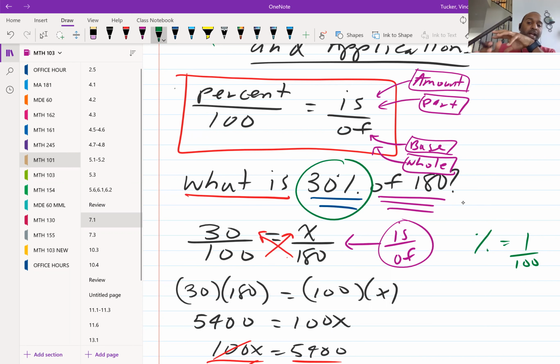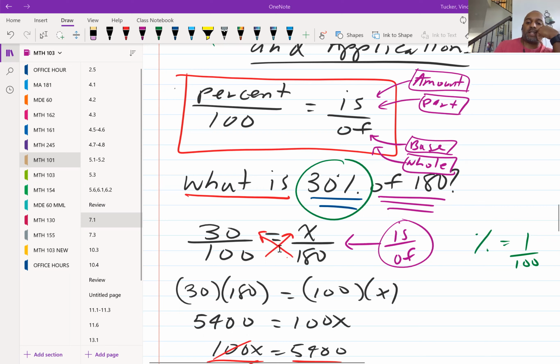So whatever number is attached to the percent sign will always be that number over 100. And notice how now it splits up your sentence. This is what is, and then over here of 180. So whatever is attached to is goes on the top number, which is right here. And then whatever is attached to of goes on the bottom, which is down here at 180. All right, questions on it? Everybody good on the setup?